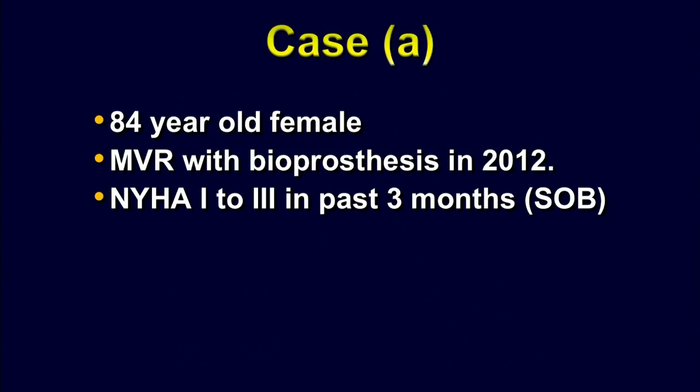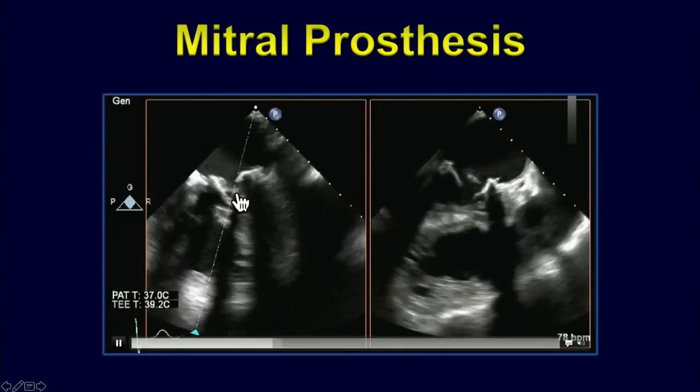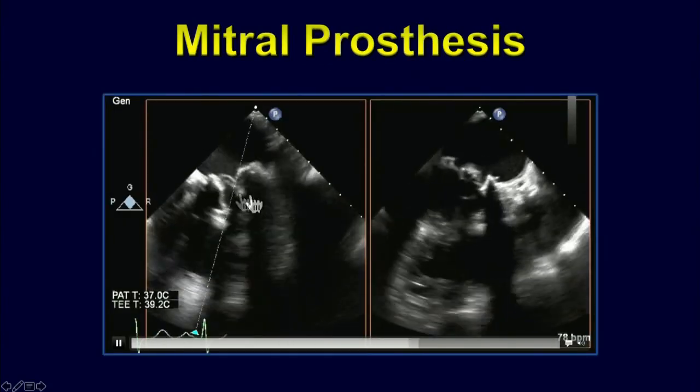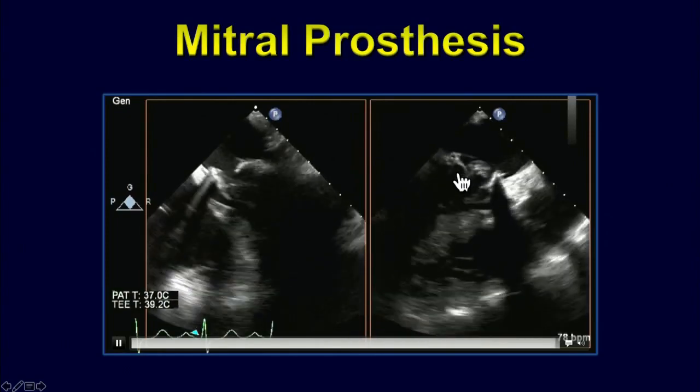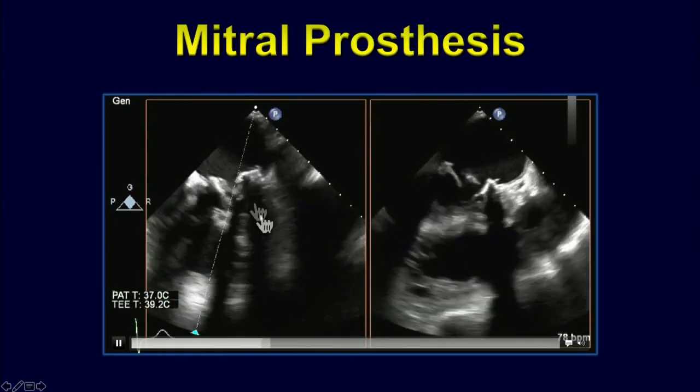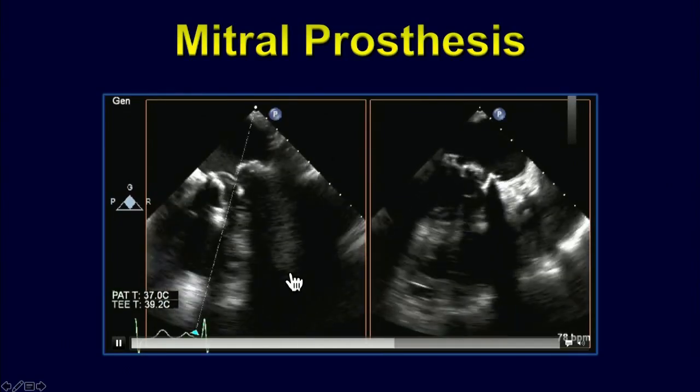How about this 84-year-old woman, MVR with a bioprosthesis now in 2012? Was functionally class 1, but in the past 3 months has become more short of breath and is NYHA functionally class 3. Here we see a transesophageal echocardiogram, and you might appreciate that at least this leaflet that we see here is not moving very well.